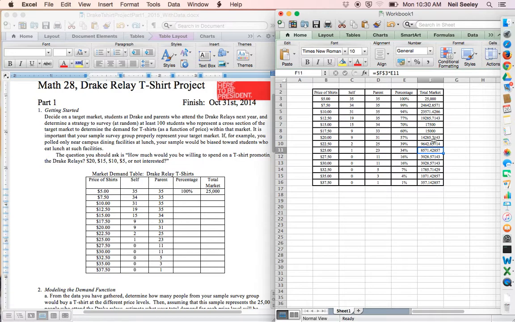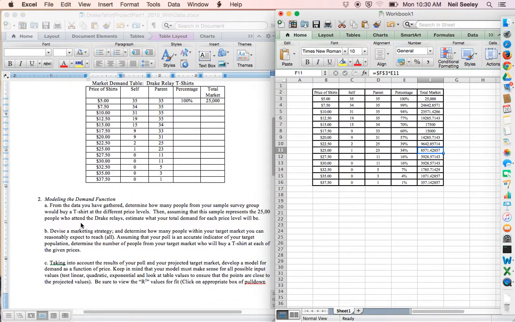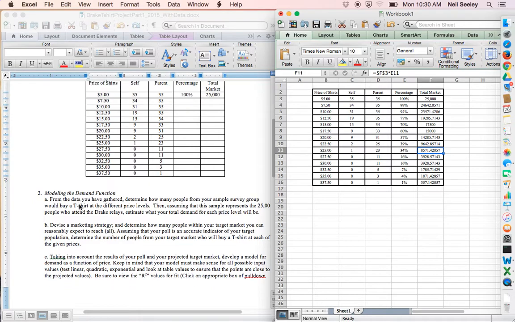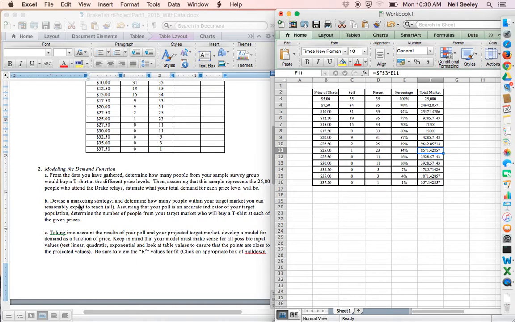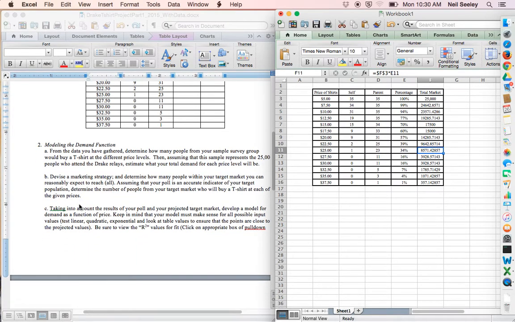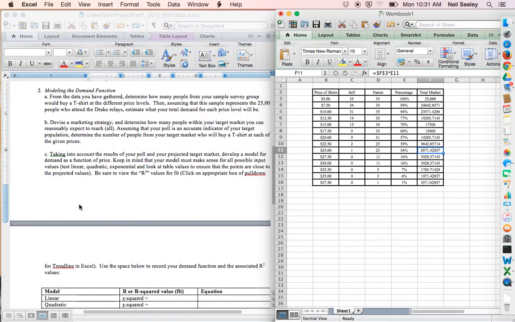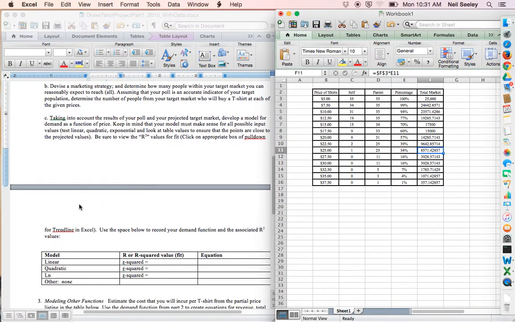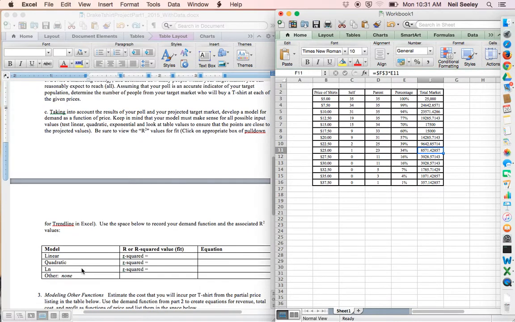Now the demand curve that we're going to come up with. So this is basically, we finished this part A over here in our function modeling. We got the data in there for 25,000 people. That's our target market. Strategy we've dealt with. We didn't get into a huge strategy to go with this. Our idea is that we're going to assume our classroom and those that we know outside of the school of Drake are probably reasonable enough. And then if we go down to part C, it says, now let's go and get our model for this demand curve, and we use either a linear, quadratic, or logarithmic model to make that happen.